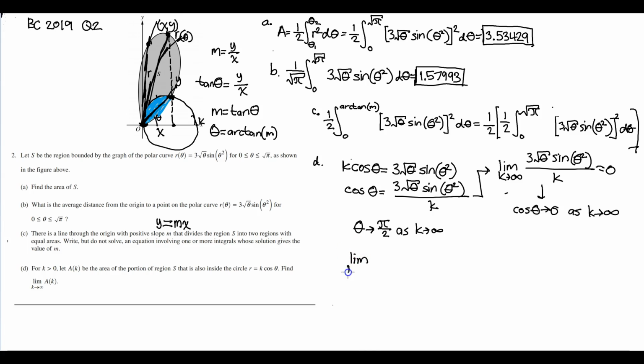So the limit as k approaches infinity of A of k is just equal to the integral, the area of S from 0 to pi over 2 of 3 root theta sine of theta squared, that squared d theta. Okay, and if I were to plug that in over here, what do we get? Let us work it out for a bit. You get 3.32447. And we're done. That's exactly how you solve part D.